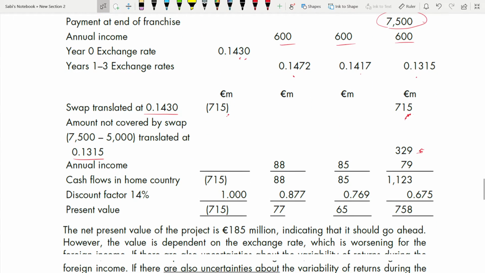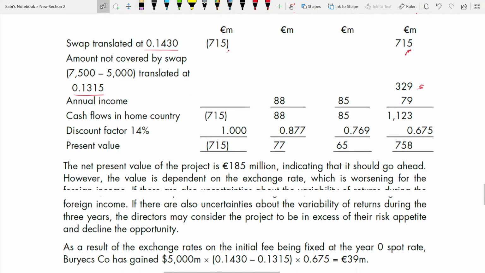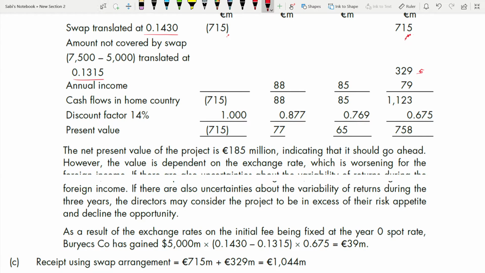So now cash flows in the home country, discount factor has been given to you 14% and find the present value. And the net present value you have to find is 185 million euros. Don't forget the currency, please. Currency is very important. This is a currency rate question. Net present value of the project is 185 million euros. Don't go and write dollar over there.